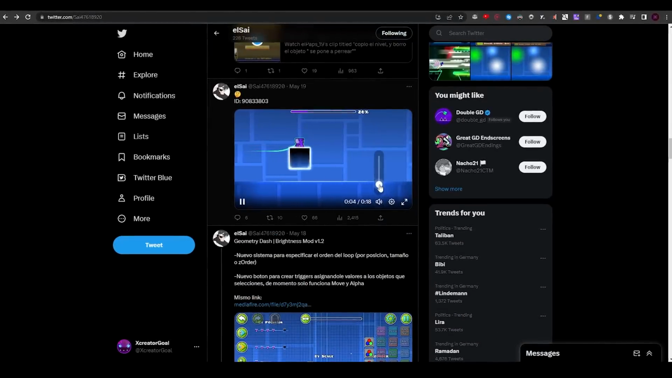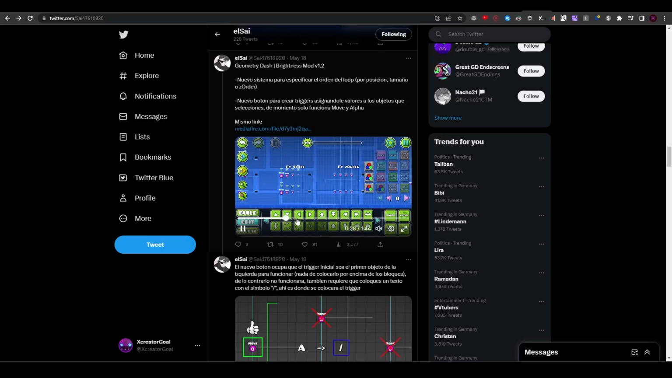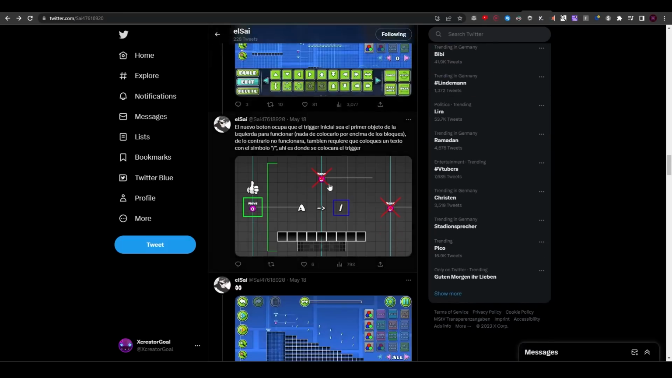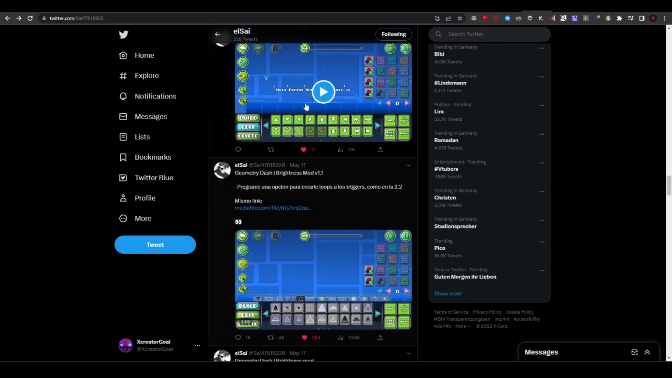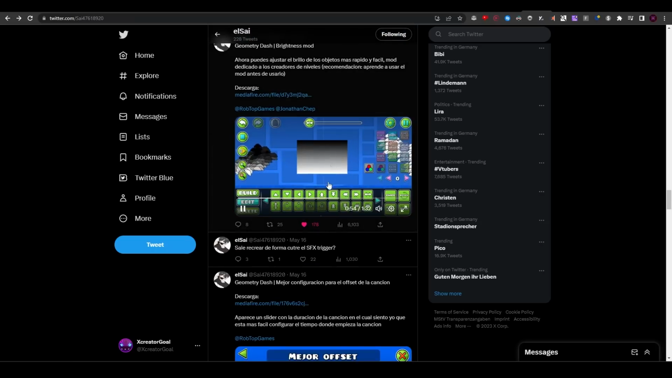Also, he made the scale trigger. This is not created in the editor, this is basically coding. And he made some crazy systems right here. I watched a lot of his tweets, and he seems to have a bunch of knowledge about coding in Cocos.